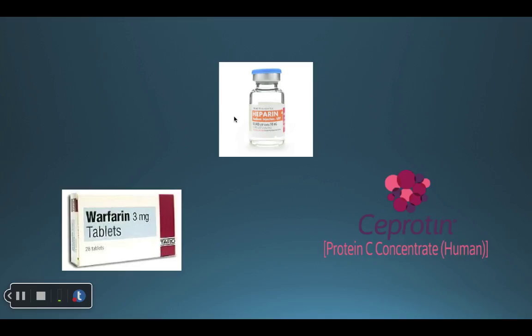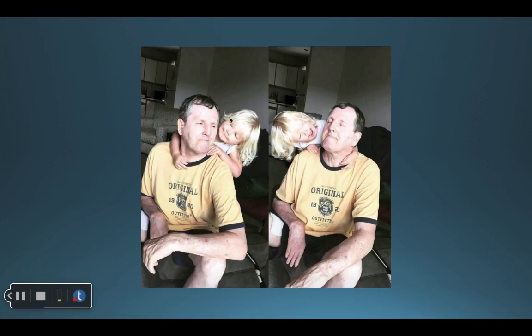Blood thinner medication, also known as anticoagulants, can treat protein C deficiency by reducing blood clots in your body. Common medications include heparin and warfarin. Protein C concentrates can also be used to combat protein C deficiency. In conclusion, Kenny's stroke was caused by a blood clot in his brain due to a protein C deficiency.